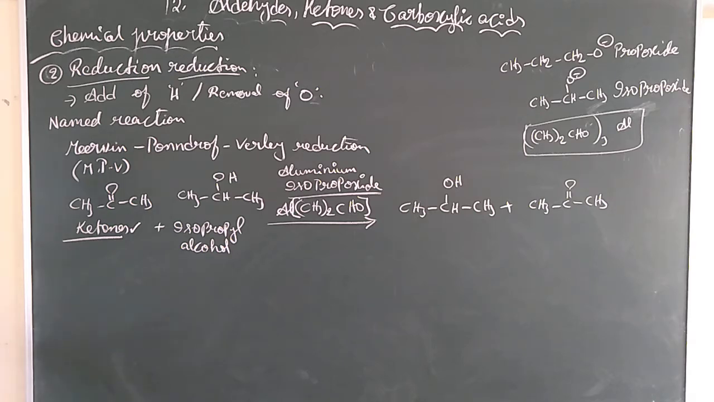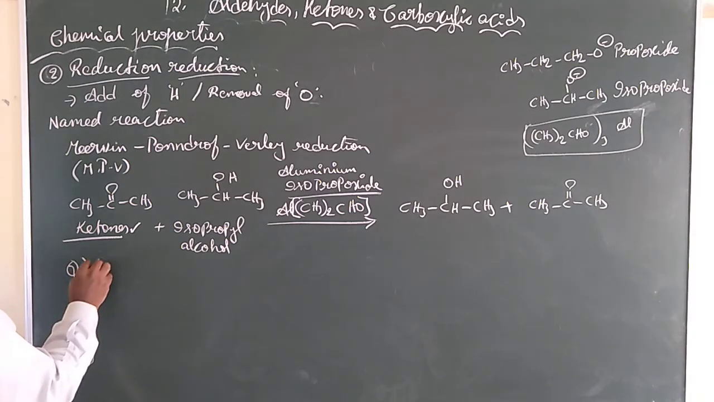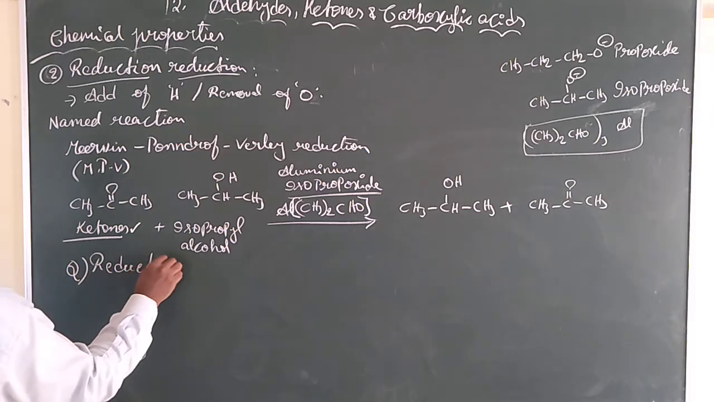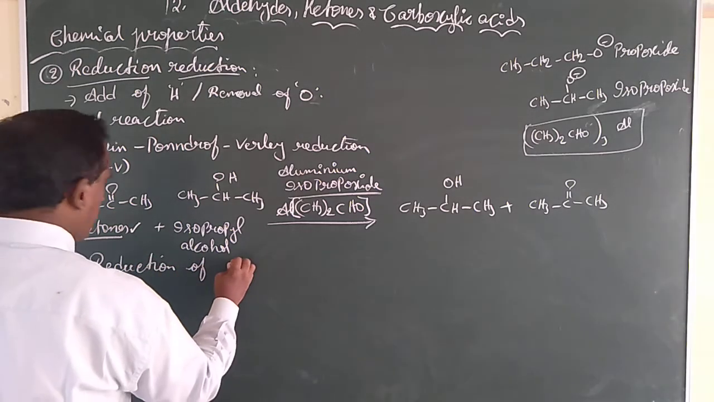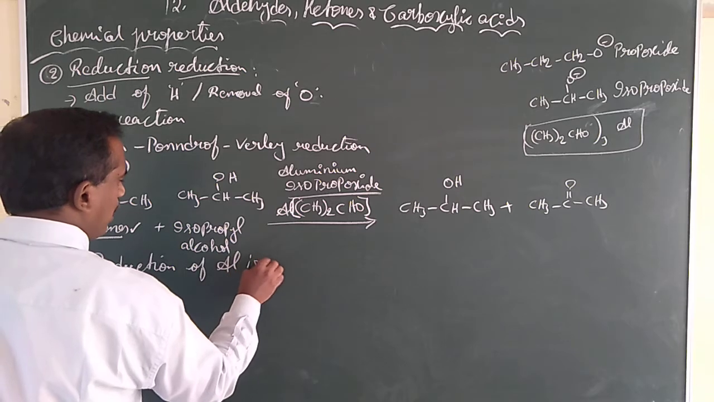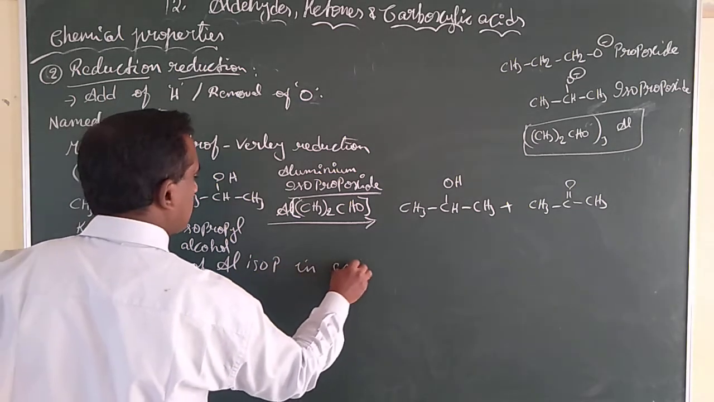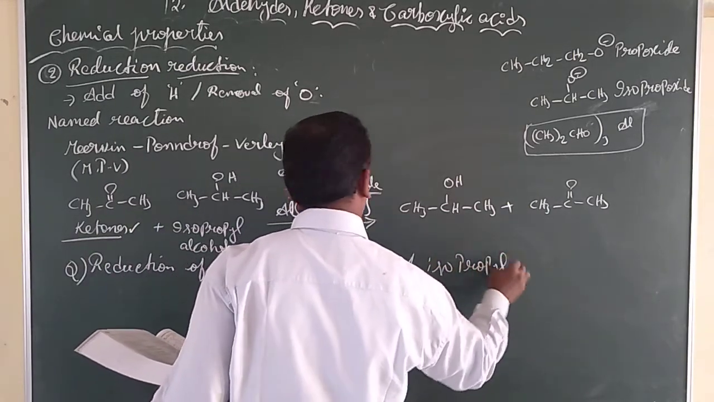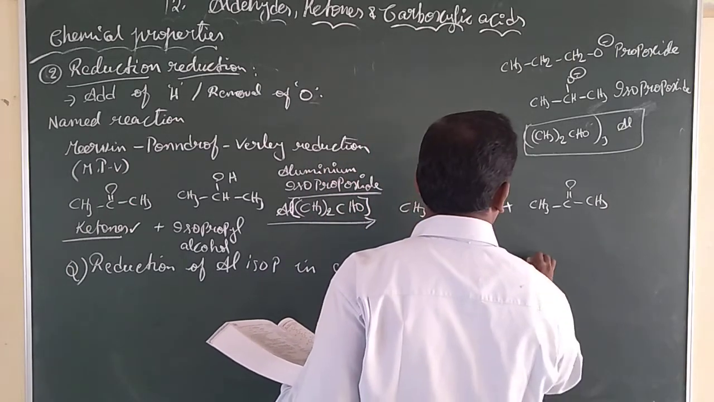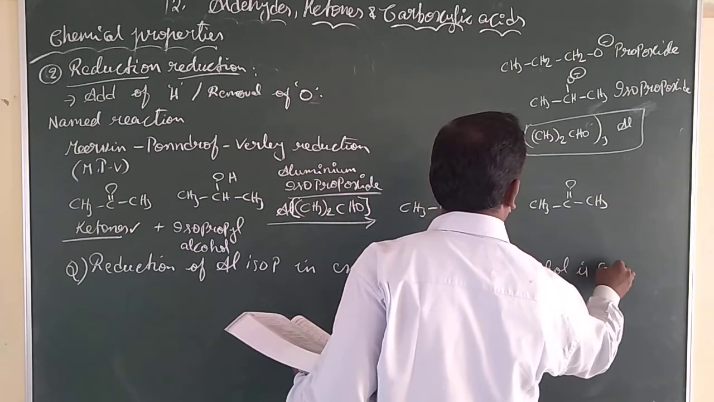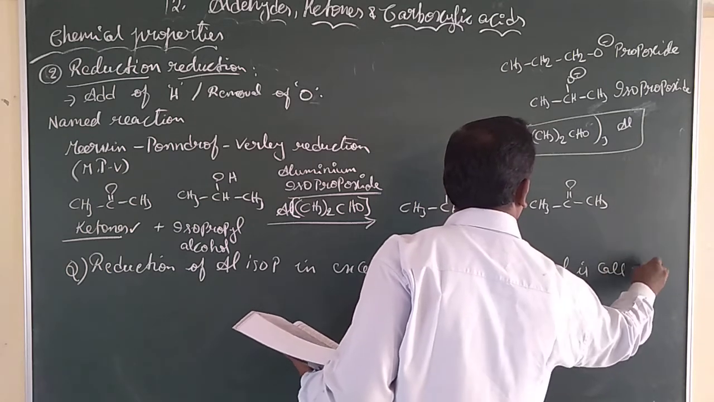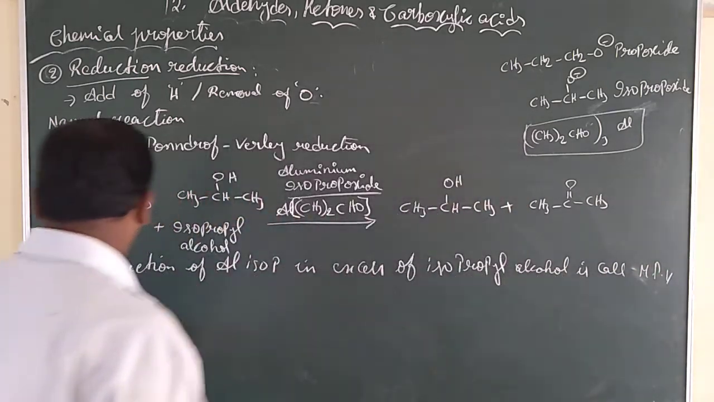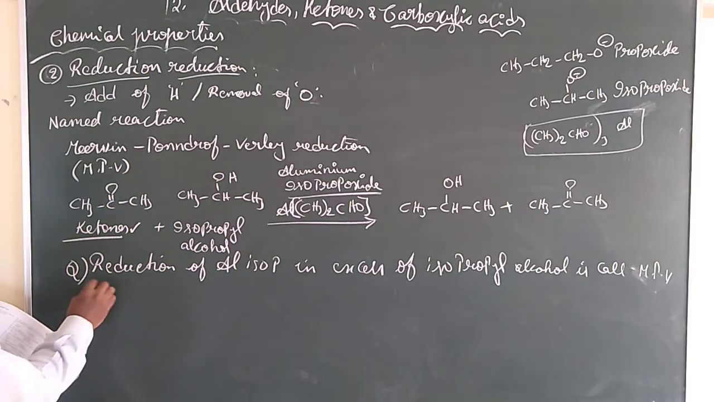MPV, the Meerwein-Ponndorf-Verley reaction. See, I am framing a question here: reduction with aluminium isopropoxide in excess isopropyl alcohol is called MPV, the Meerwein-Ponndorf-Verley reaction. Find the final product.